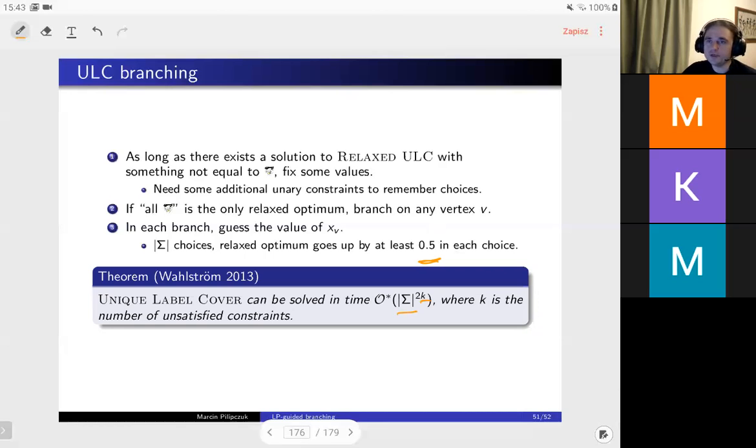During the tutorials, I hope Wojtek will be doing something. It's relatively easy to phrase edge bipartization and a few other edge deletion problems as unique label cover. So you may have some occasion to familiarize yourself with this quite abstract notion of this problem.